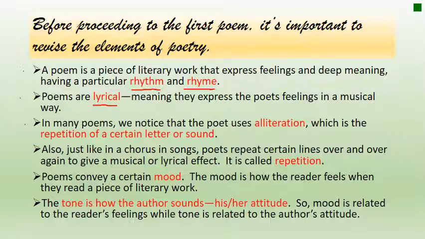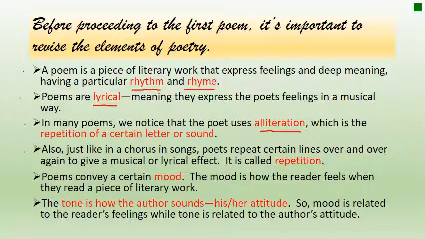In many poems, we notice that the poet uses alliteration, and I want to explain this. Alliteration is the repetition of a sound, a consonant sound, or a letter, not a word, a letter or a sound, like the letter D or P, okay? It's repeated, we say it's alliteration.